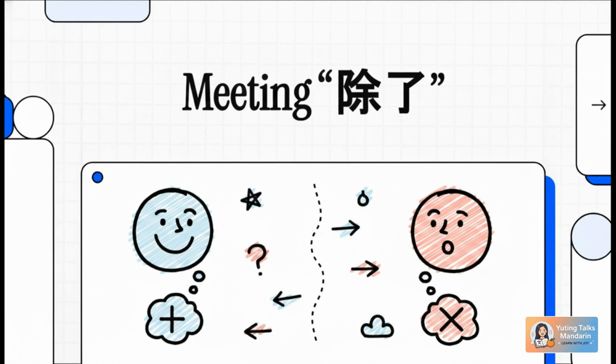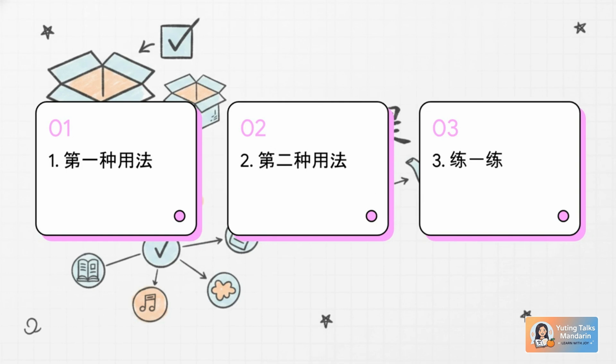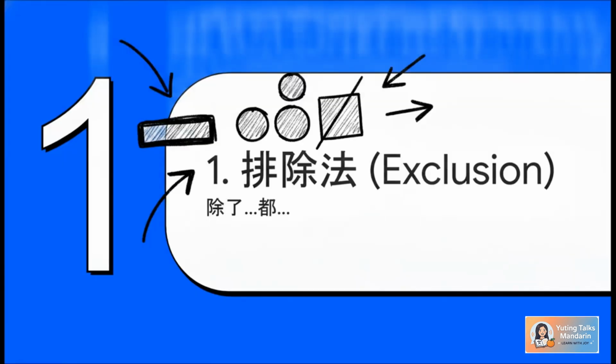Let's dive right in. So here is our super simple roadmap for today. First, we're going to look at its first personality, taking things away. Second, we'll check out its second personality, adding things. And finally, for step 3, we'll run through some interactive practice together to make sure it all sticks. All right, let's jump right into section 1, exclusion, or 排除法.